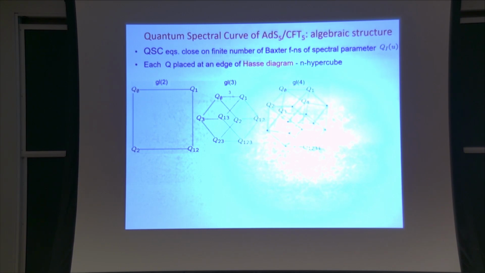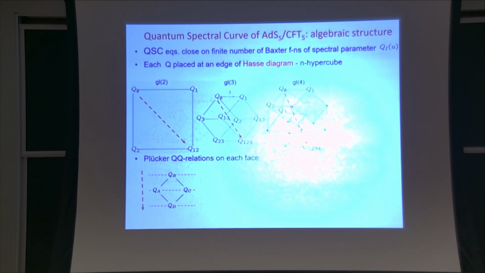JL4, the four-dimensional hypercube. Then you introduce the following structure. All these functions are not independent. So there are 2 to the n Q functions, but they're not independent. You introduce the main diagonal somewhere going from Q empty set to Q full set. And in each two-dimensional face, you introduce the following relation.